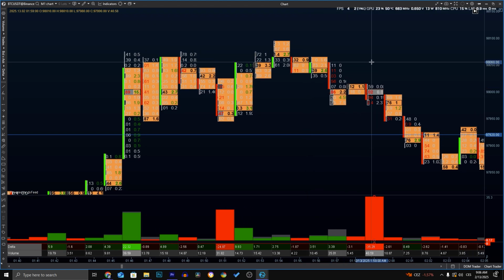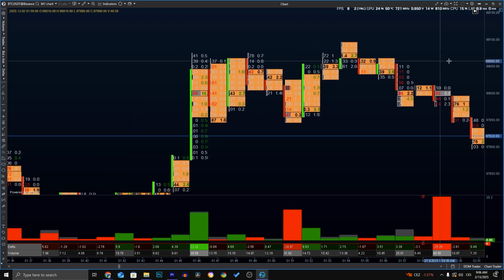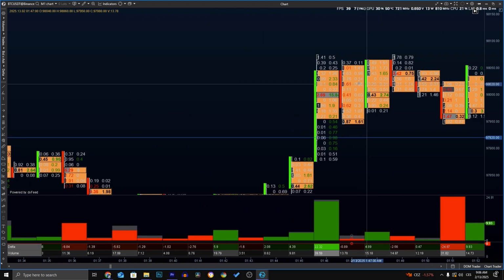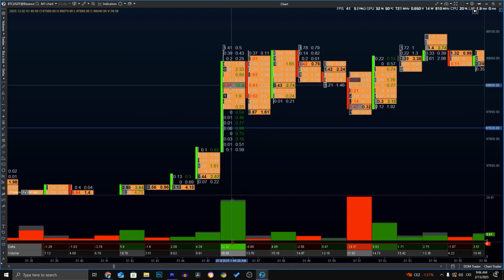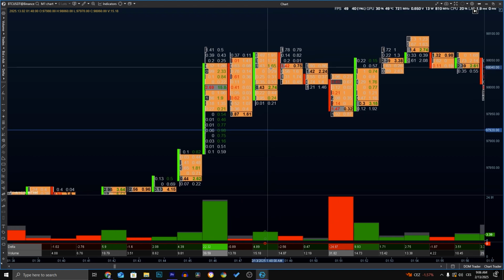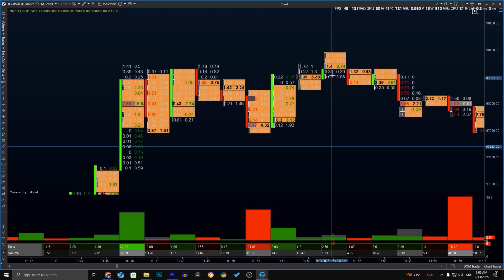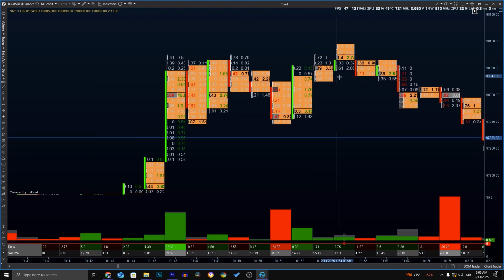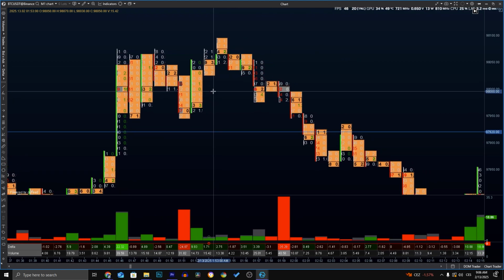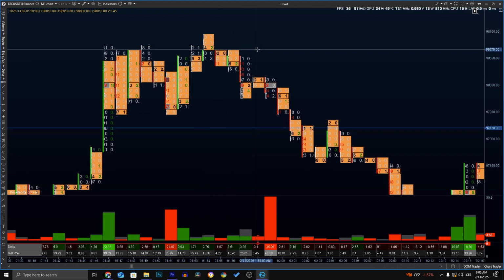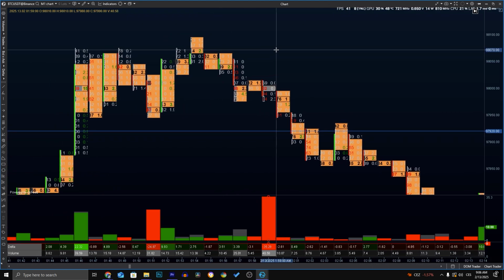This idea is also confirmed by imbalances, because as you can see, all of those green numbers indicate imbalances, which also means intention, buying intention. However, price is not able to move higher and break these levels. Why? Because there is a huge limit sell order. Someone big is trying to enter the market and build a short position without immediately moving the price.